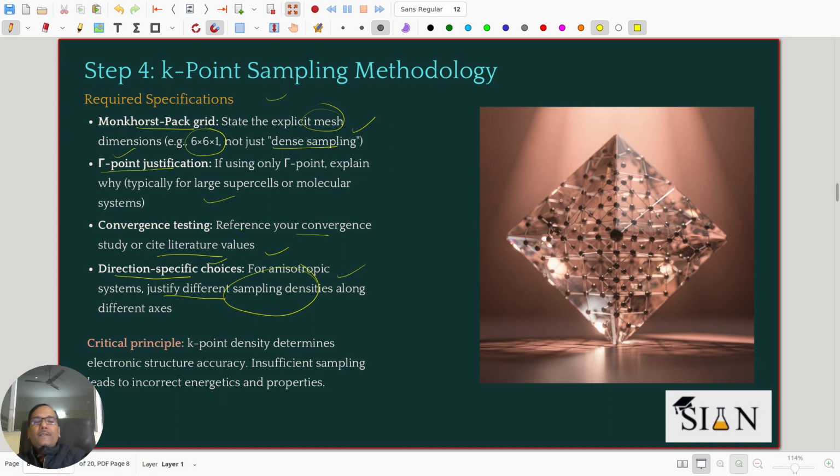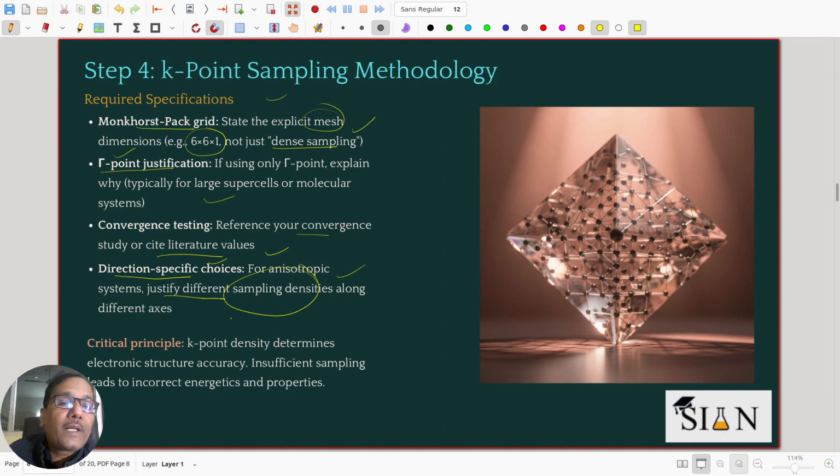For example, in three dimensions we take 6 cross 6 cross 6 or 7 cross 7 cross 7, and for two dimensions we take 6 cross 6 cross 1 in this case. And if we have a single tube, a nanotube like a carbon nanotube, then we take the periodicity along one axis. So we take 6 cross 1 cross 1 like that.